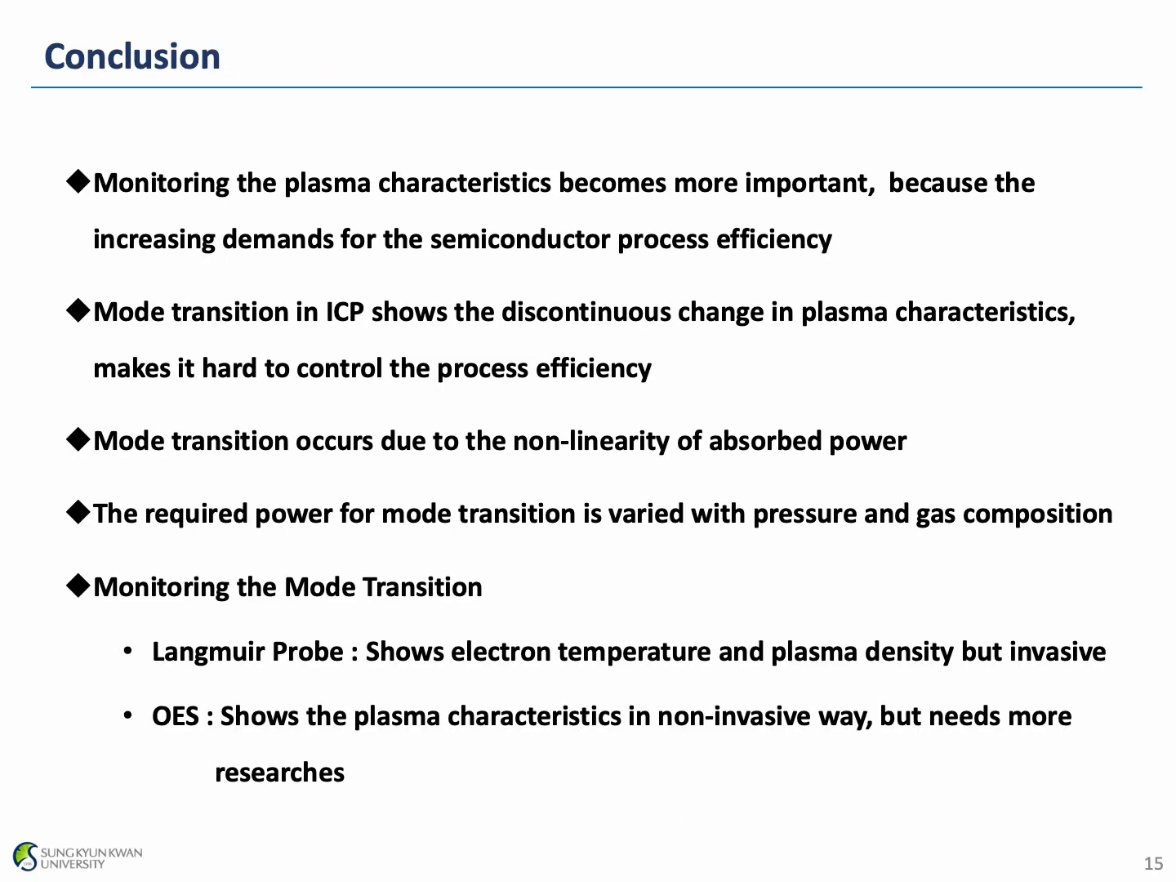In conclusion, monitoring the plasma characteristics is becoming more important because of the increasing demands for semiconductor process efficiency. One of the nonlinearities in plasma is mode transition in ICP. Mode transition shows a discontinuous change in plasma characteristics, making it hard to control the process efficiency. The plasma process can be monitored with the Langmuir probe and OES. OES shows the plasma characteristics in a non-invasive way, but needs more research.